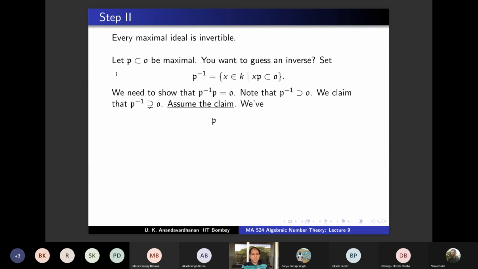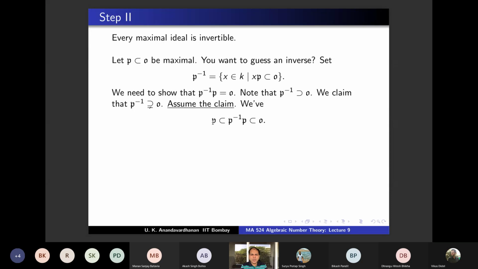So now if you consider P, do you agree P is contained in P inverse P? That is clear because P inverse contains 1, no? P inverse contains 1 because P inverse contains O, so P is contained in P inverse P is clear. And P inverse P is contained in O is also clear. P inverse consists of X such that XP is contained in O, so P inverse P is contained in O.